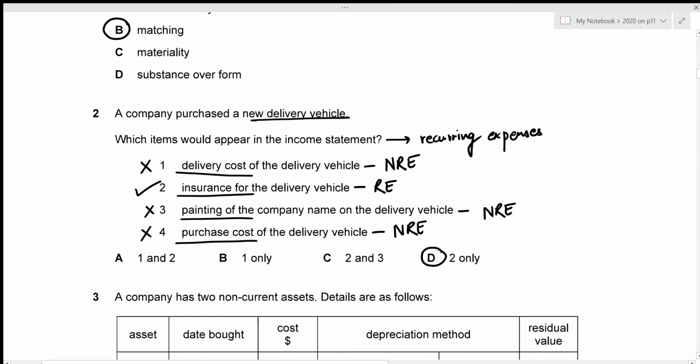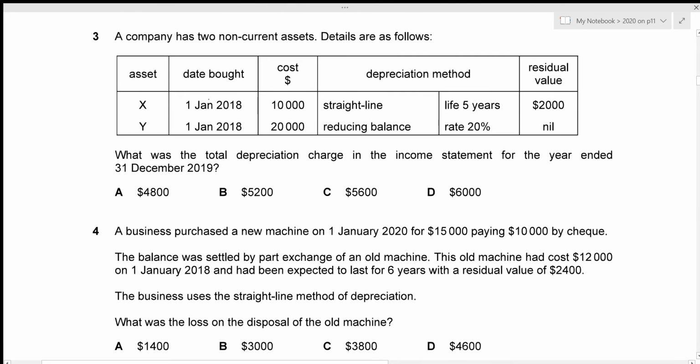Now we can move towards question number 3. A company has two non-current assets. Details are as follows. Asset X was bought on 1st Jan 2018, and asset Y was also bought on the very same date. We are given the cost, the depreciation method, as well as the residual value. Now we need to figure out the total depreciation charge to be included in our income statement for the year ended 31st December 2019.